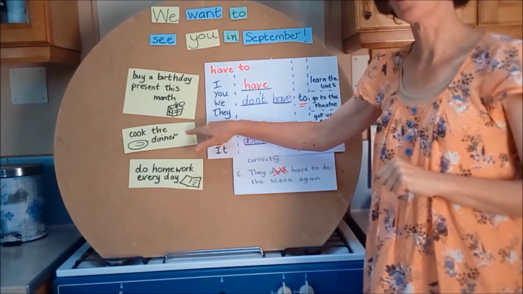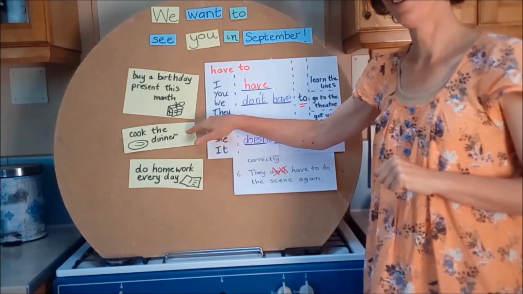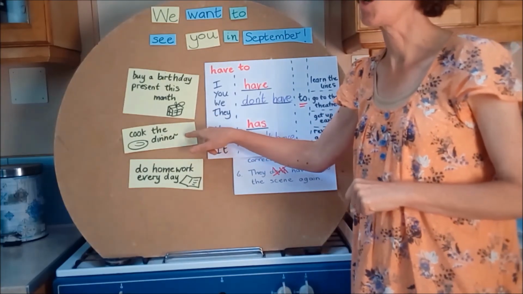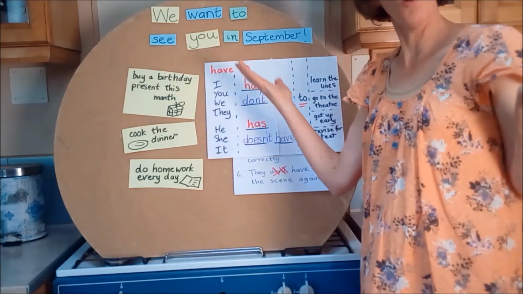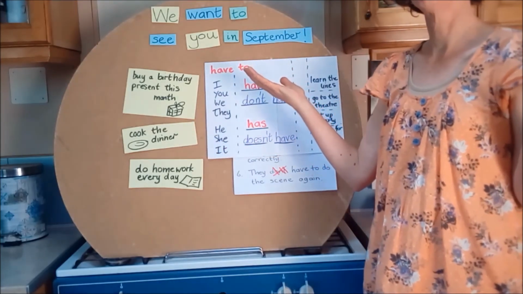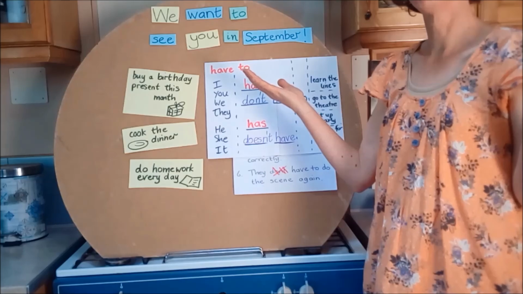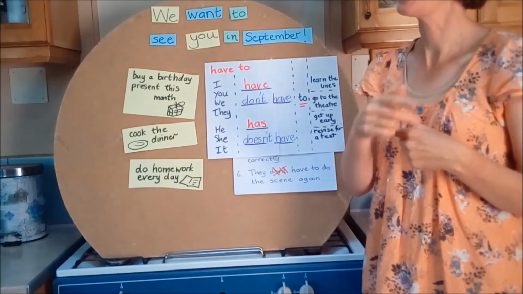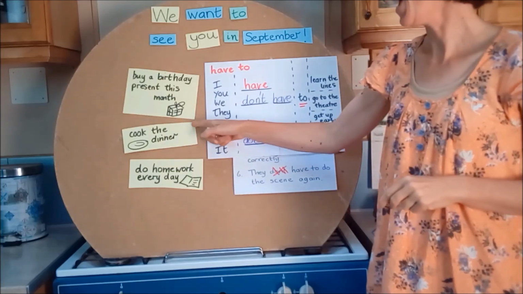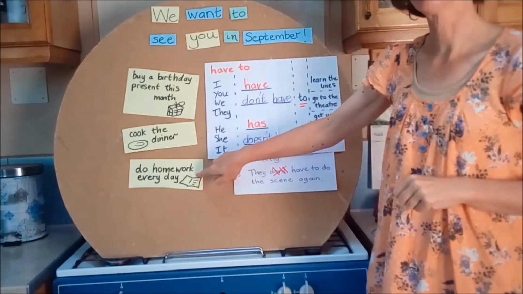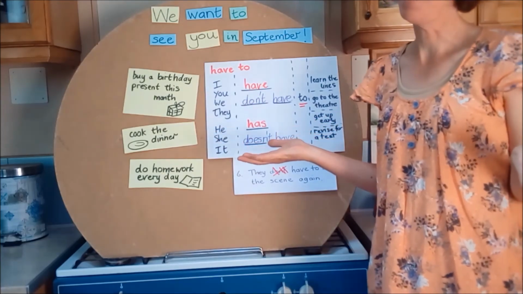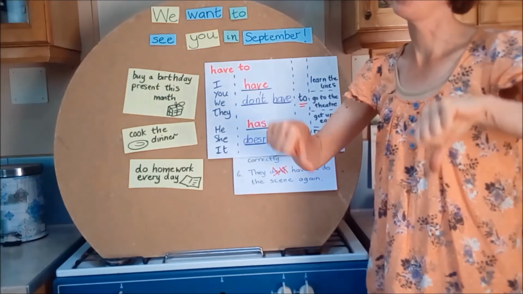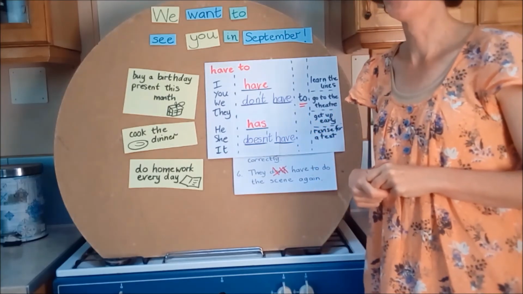Do you have to cook the dinner today? Yes, I do. Yes, because I'm very strict. Paul has to cook the dinner today. And what? What do you have to cook? I have to cook pasta. Yes, because it's my favourite. He has to cook pasta. And what about homework? Do you have to do your homework every day? No, I don't. No, he doesn't.